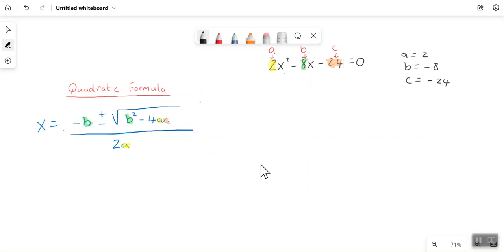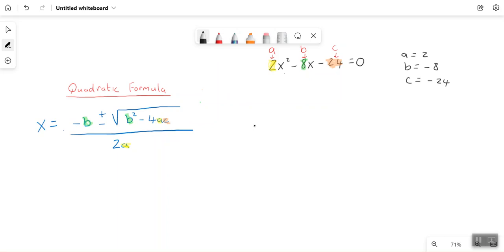Once we write out our formula and identify a, b, and c on our quadratic, we can write them out like that. The next step is to substitute these values into the formula. That just means wherever there's a b, we put in the value for b. Wherever there's a c, we put in the value for c. Wherever there's an a, we put in the value for a. Let's see what that looks like.